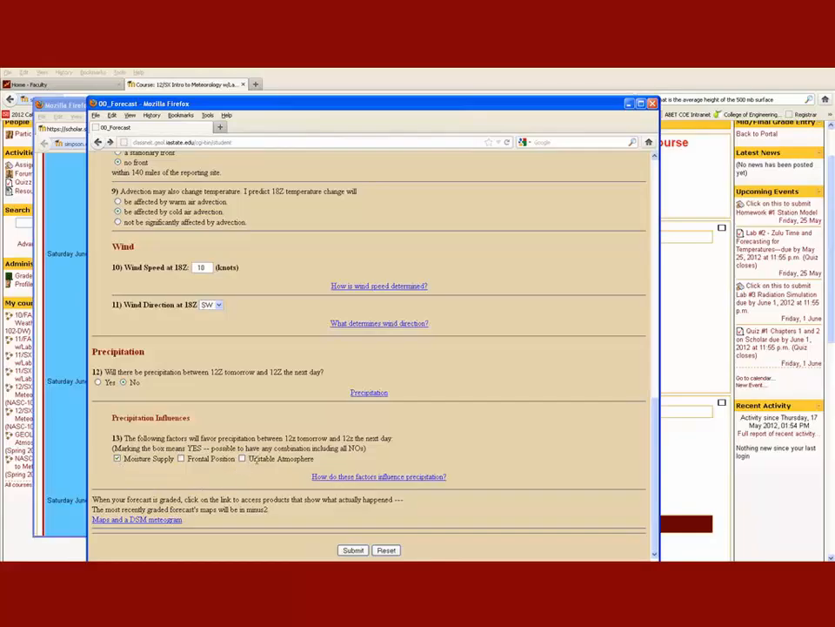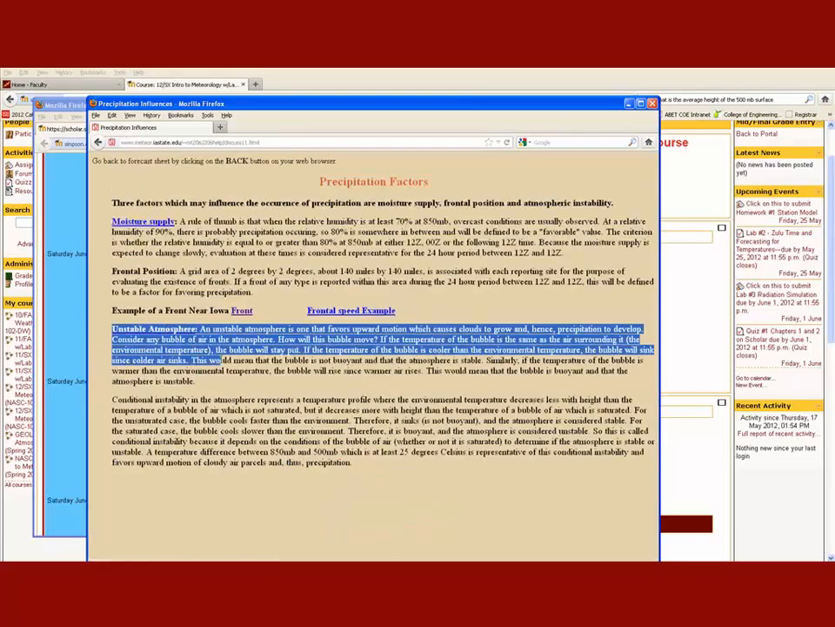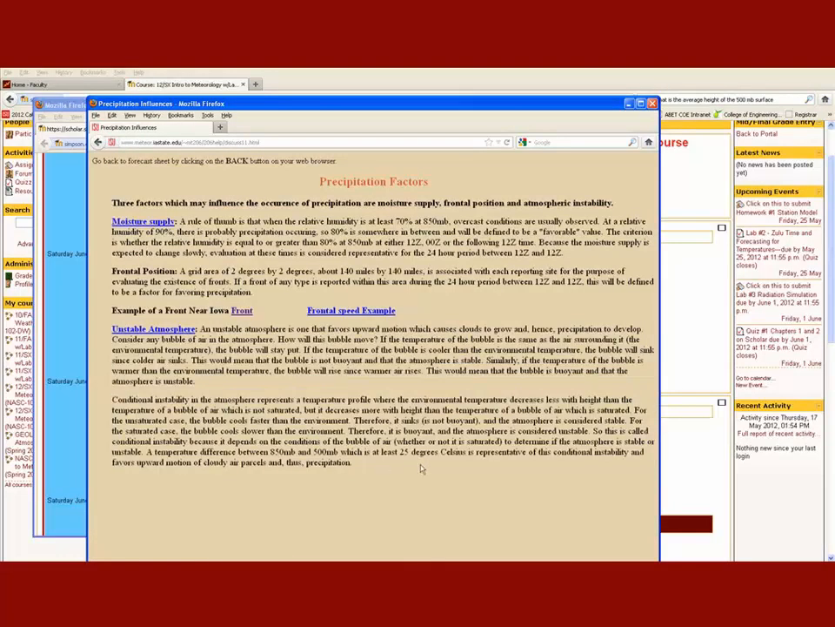Unstable atmosphere, well, what is that? Well, if you click on this link here, how do these factors influence precipitation? It talks about what an unstable air is. And the gist of it is that if you have a temperature difference between 850 millibars and 500 millibars, well, first of all, you're probably asking yourself, what is an 850 millibar or a 500 millibar? I'll talk about that in just a moment. It's different layers in the atmosphere.